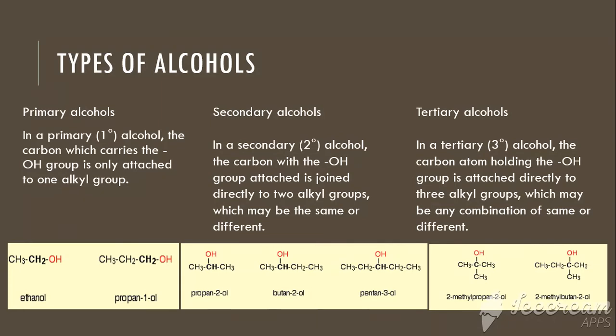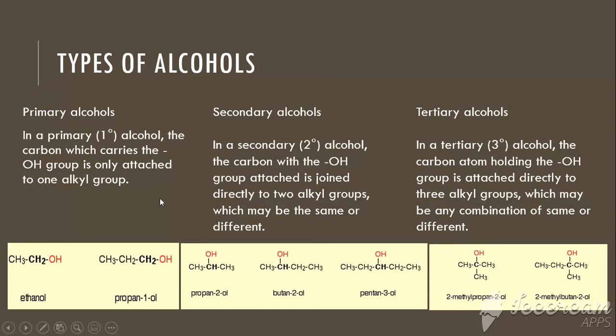So you have your primary alcohols. In the primary, the 1-degree alcohol, the carbon which carries the OH group is only attached to one alkyl group. So you can see down here we have ethanol and propan-1-ol. So your OH is just attached to one carbon.